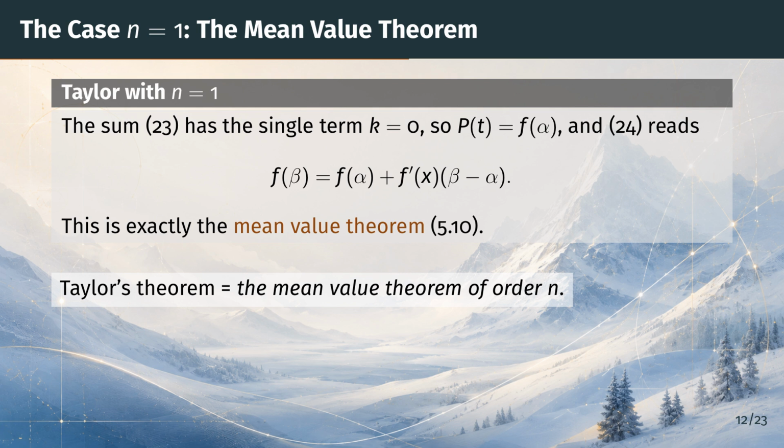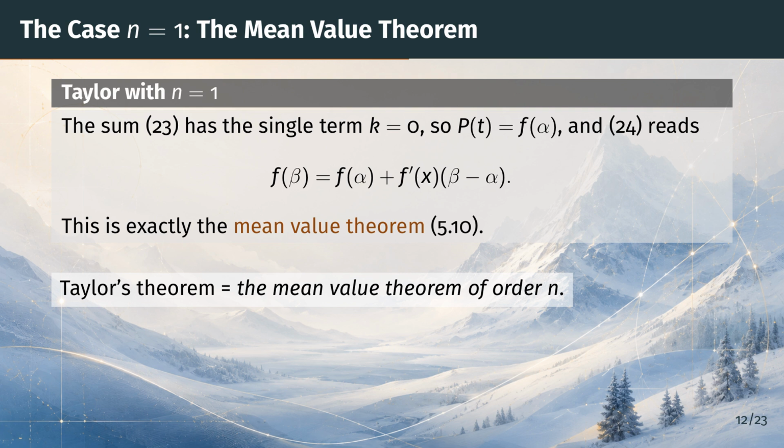The hypotheses ask that f itself be continuous on the closed interval and differentiable inside, and equation 24 says f of beta equals f of alpha plus f prime of x times beta minus alpha. That is word for word the mean value theorem, Theorem 5.10, in the rewritten form we saw in the motivation. So Taylor's theorem is not some exotic new principle. It is the mean value theorem of order n, and the mean value theorem is Taylor's theorem of order 1.